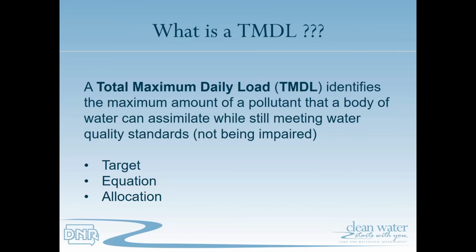So the TMDL has 3 main things before the value. It has a target, what are we looking for, the equation itself, and then an allocation of where do those little pieces of the equation go to.